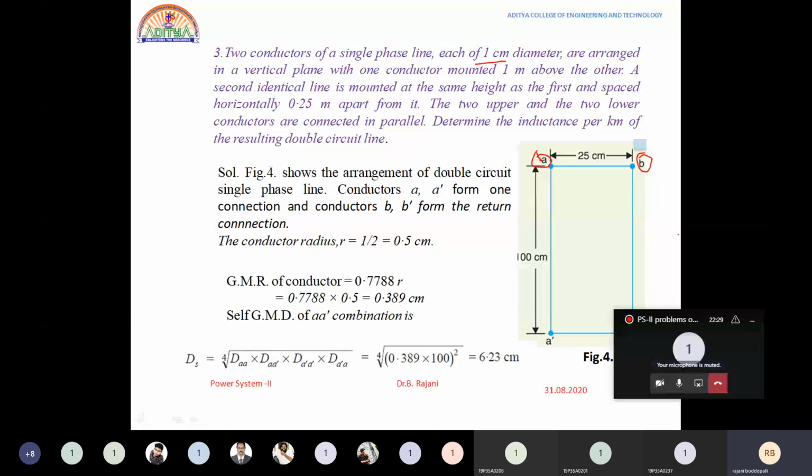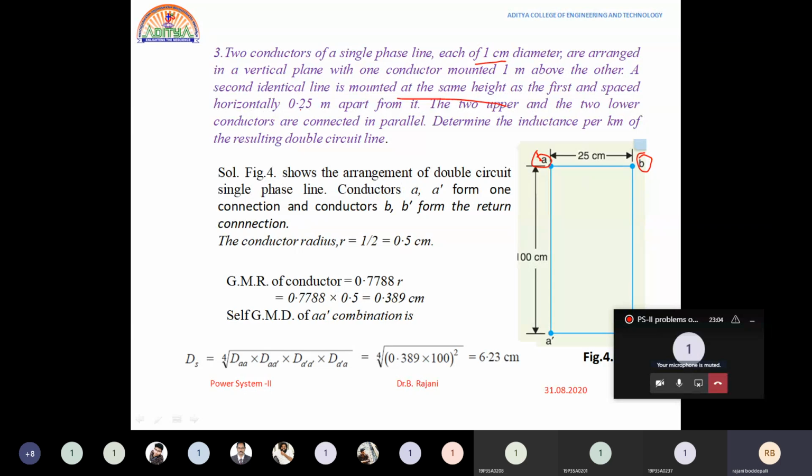Now the arrangement is as such. Here the conductors are A dash and B, B dash. One is 100 centimeters, or 1 meter, above the other here. If the diagram is not given, you have to draw the diagram by seeing the data. A second identical line is also mounted at the same height, that is, the B and B dash distance is also the same as the A and A dash distance he had given you, as the first.